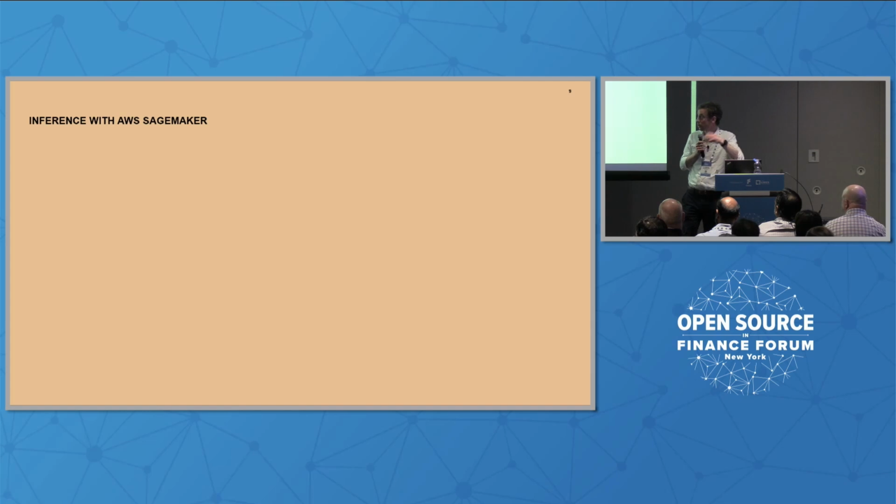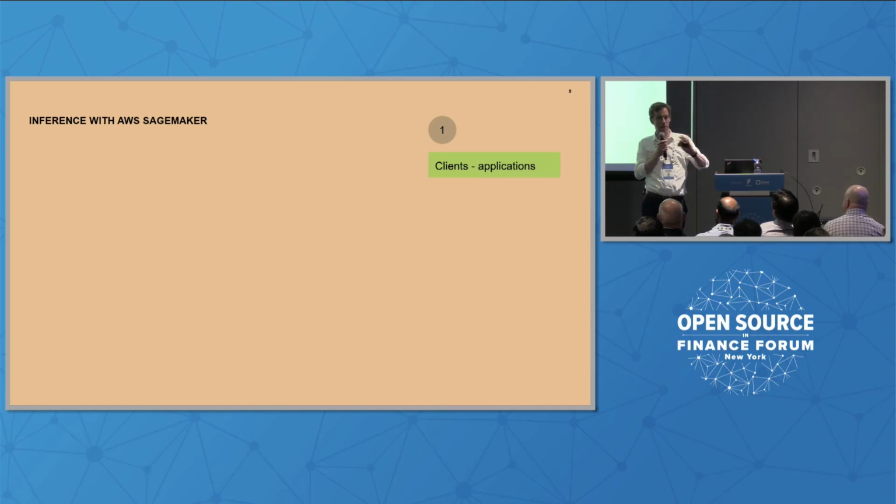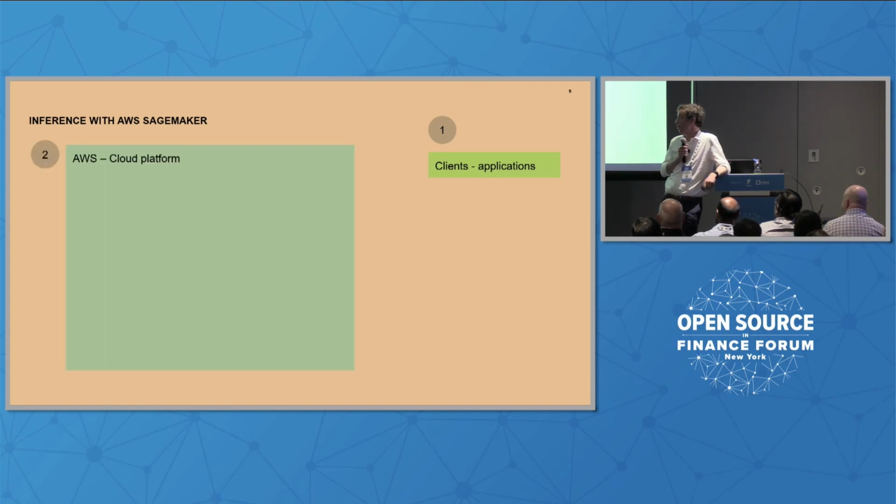So let's actually go through a little bit of a flow of what inference with SageMaker looks like. And I'm just going to have this little diagram where we start with a client application. There's one application that we need to integrate with a model. That application needs to know, what does it take to give me an answer? I've got some input data.